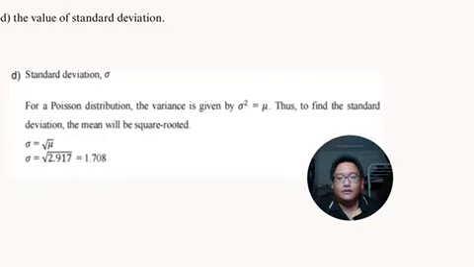For question D, find the value of the standard deviation. Standard deviation, or sigma: for a Poisson distribution, the variance is given by sigma squared equals nu. Thus, to find the standard deviation, the mean will be square rooted. So the solution will be sigma equals square root of nu. Sigma equals square root of 2.917, and the answer is 1.708.